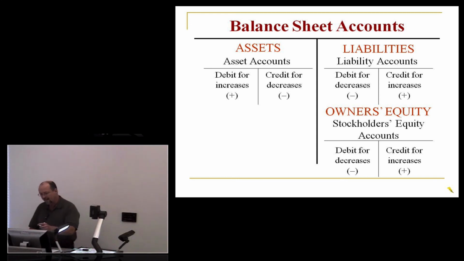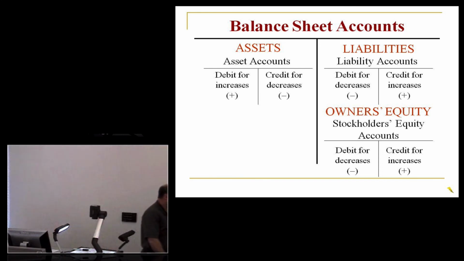Let's take a look at our assets first. In any asset account, whether it's cash, supplies, accounts receivable, land, building, equipment, etc., a debit to any asset account is an increase. And a credit, therefore, is a decrease. So we say assets have a normal debit balance. I'm going to put it on the board since I don't specifically have a slide for this, and it's worth writing down.